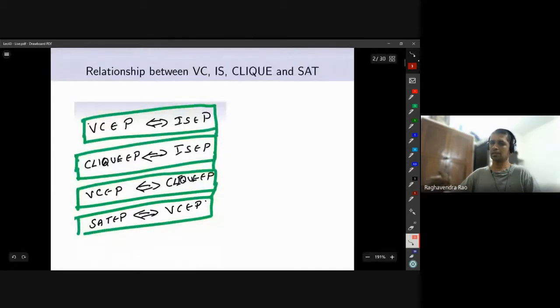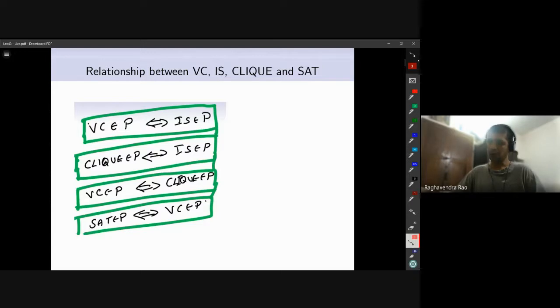So in the last lecture we were looking at the complexity of problems. In fact, we considered four different problems: vertex cover, independent set, clique, and satisfiability. We saw that these problems are related to each other. Vertex cover is in P if and only if independent set is in P, by seeing that the complementary set of a vertex cover is an independent set. So a graph has a vertex cover of size k if and only if it has an independent set of size n minus k.